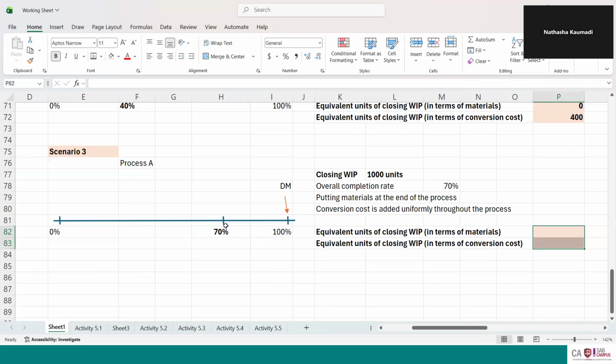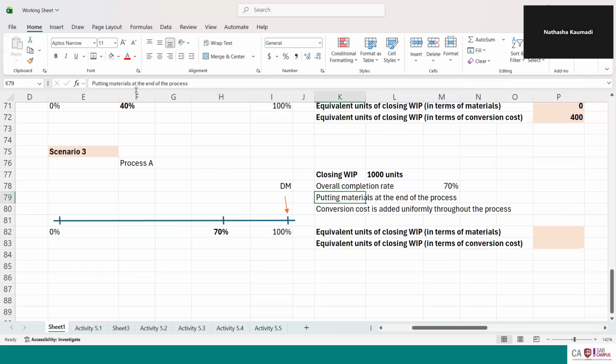So have we received all the materials we need? We have not. So what is the completion rate in terms of materials? 0. In that case, how many equivalent units are there? 0 multiplied by 1000, 0. What about conversion cost? In terms of conversion cost, we are 70% completed. That means 70% multiplied by 1000 units. Right.